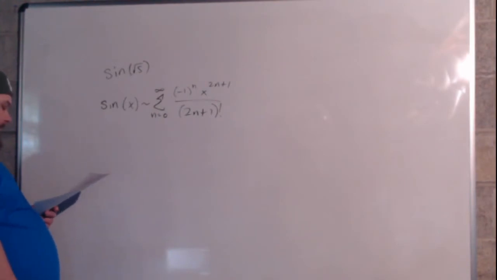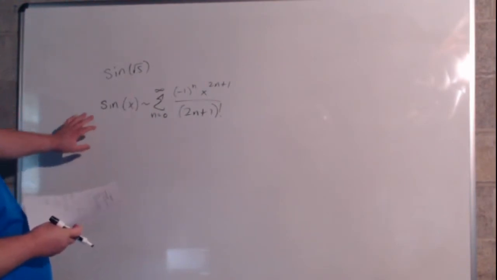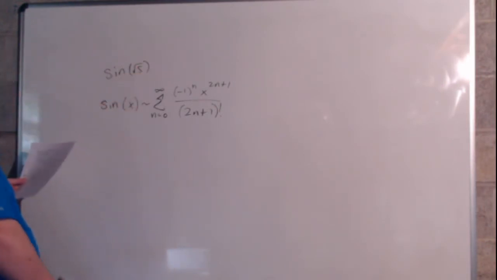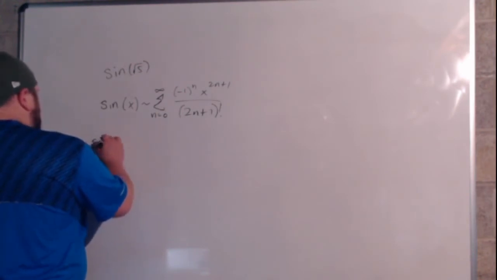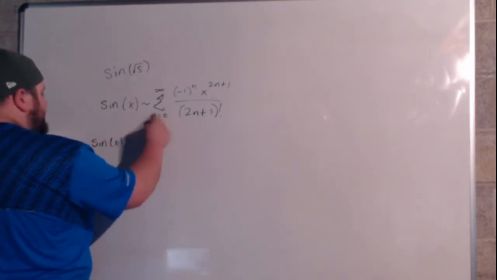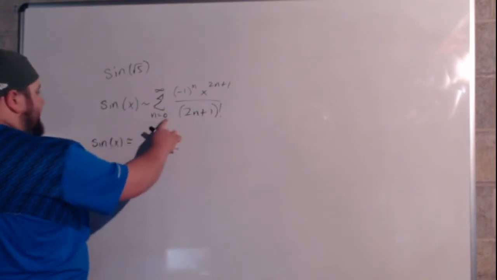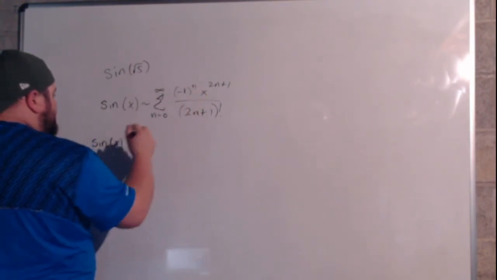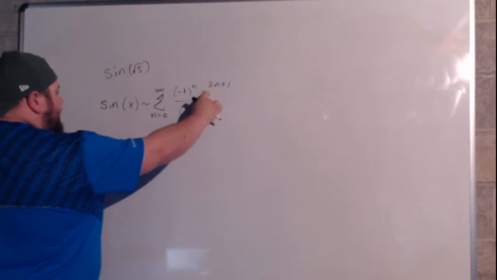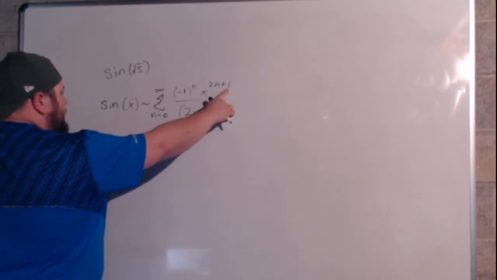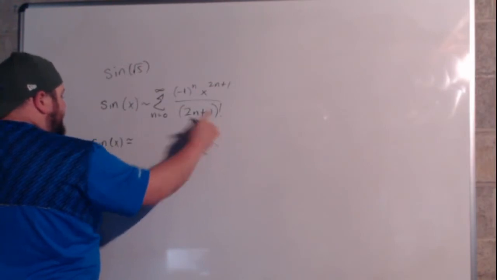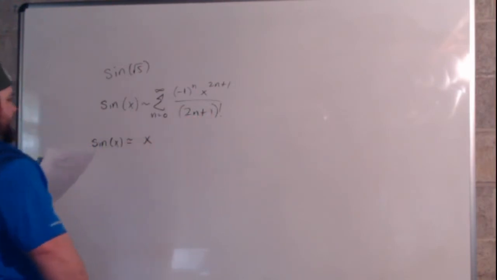So I'm just going to write out all 10 terms, and then we would just plug in square root of 5 in each one of them and see what that gives us. So sine of x, first 10 terms, plug in n equals 0. Negative 1 to the 0 is 1. X to the 2 times 0 plus 1, so that's x. And then 2 times 0 plus 1, that's 1 factorial. So the first term is just x.